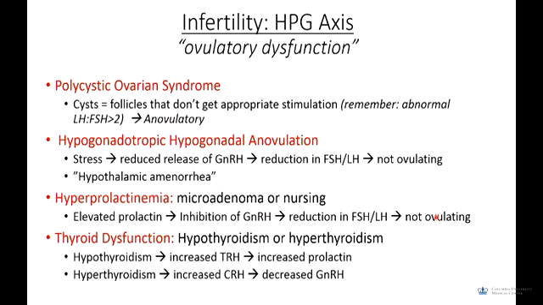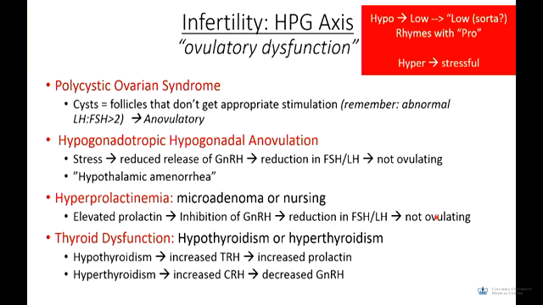And then thyroid dysfunction, so hypo and hyper. In hypo, you get increased TRH and then increased prolactin, and in hyper, you have increased TRH and decreased GnRH. The quick way to remember that is hypo is low. Low kind of sounds like pro, so hypo-prolactin. And then again, hyper, stressful, so you get that increased CRH.